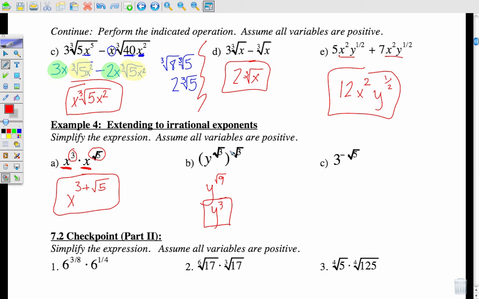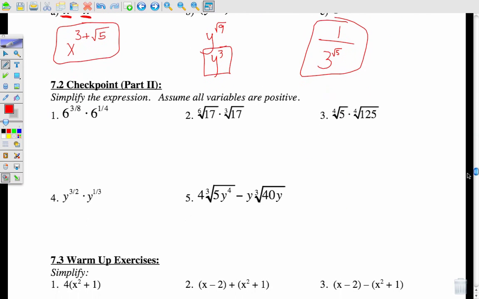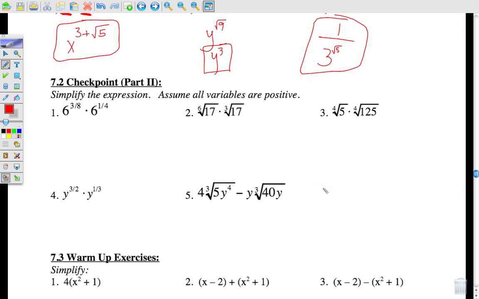Same thing here. This is power to power, so I multiply. I end up with y times the square root of 9, which is y to the third. You can multiply these radicals. And lastly, letter C, don't forget negative exponents. We're going to put those on the bottom. You can leave it just like that.